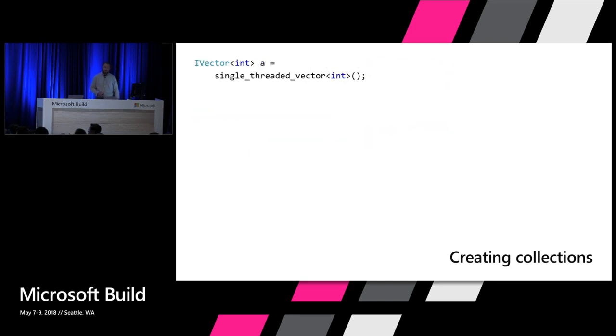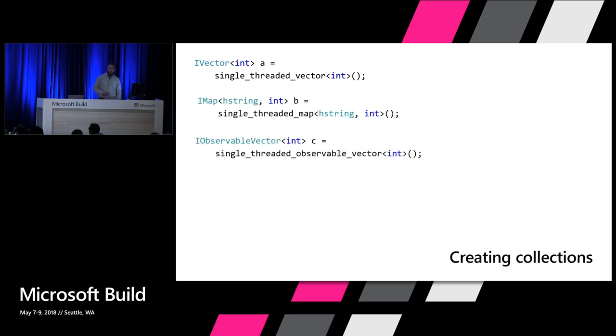So we provide single-threaded vector. There's an associative container version, and there's observable versions as well. All of those are called single-threaded in the sense that they don't provide any concurrency. They're not thread safe. So these are really great if you're just passing data one way or the other across the API, and they get the job done for most scenarios. But this has nothing to do with apartments. These are all agile, but they're simply single-threaded.